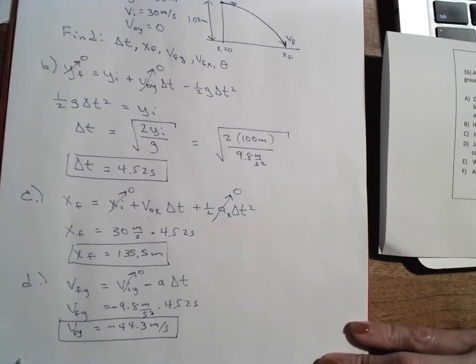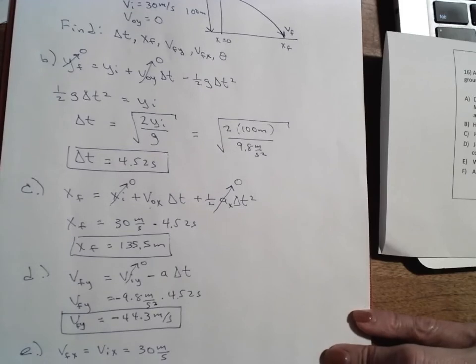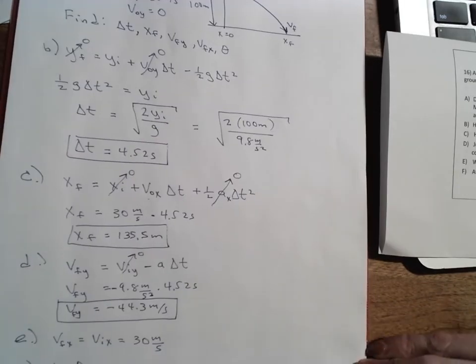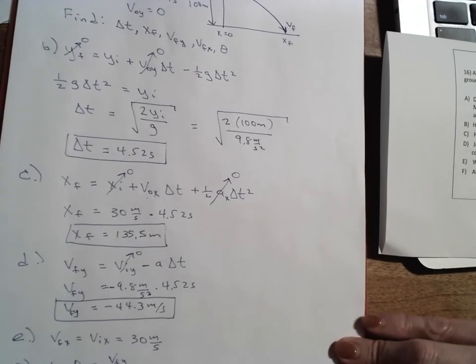And E, they want to know the final x component of the velocity. So we know that v final x is equal to v initial x because there's no acceleration. So that's just equal to 30 meters per second. And then finally, for F, we're trying to find the angle. So we're going to use tan theta. And our angle here is, we'll draw this in just a second, tan theta is equal to v final y over v final x. And we'll just draw a little picture here.